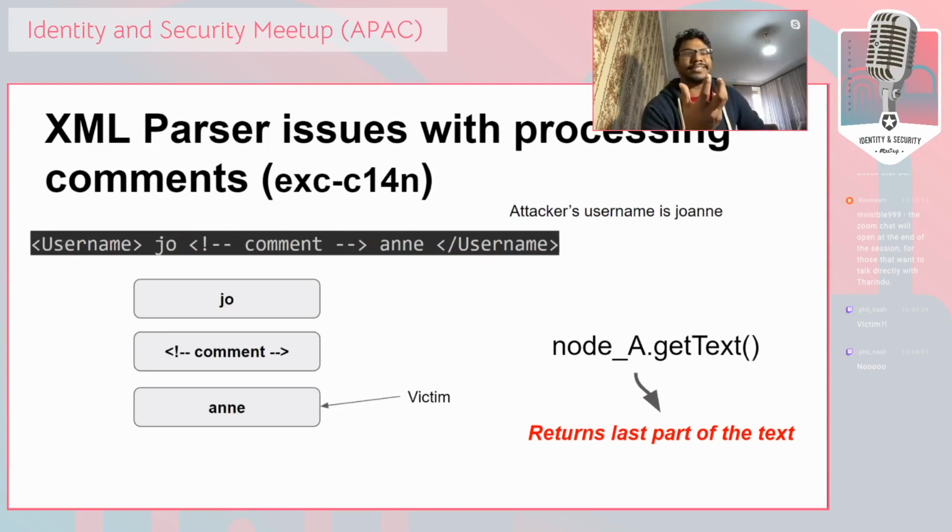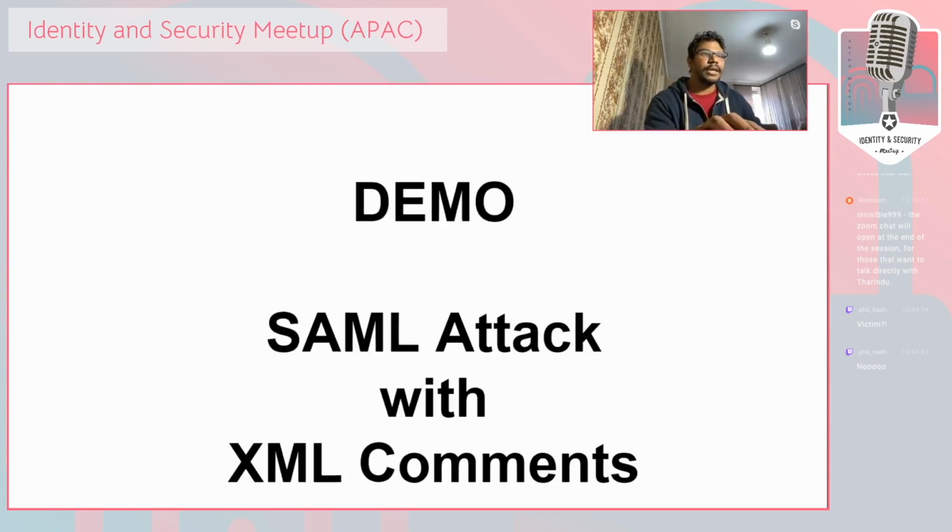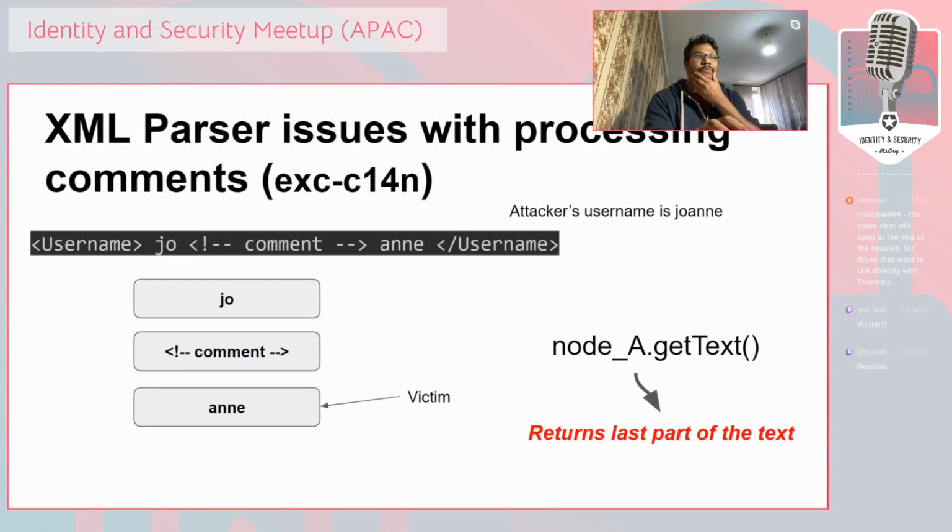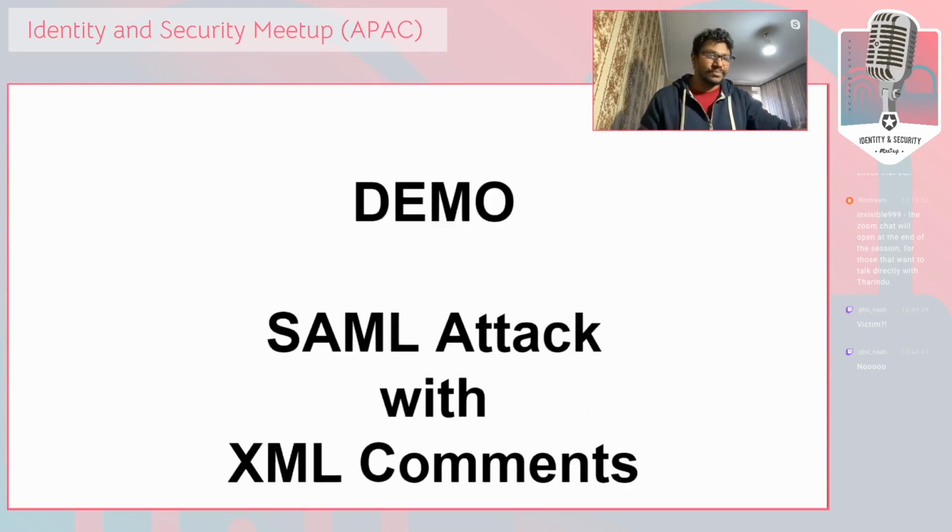And then there's another way. Some parsers are actually returning the last token of it. Let's say Joanne is my username, but after JO I have put my comment. So when you are trying to extract the entire value, it's actually returning the last token which appears after the comment. So now that's where the danger comes in. I'll explain an attack with that, so you will see how we can exploit.